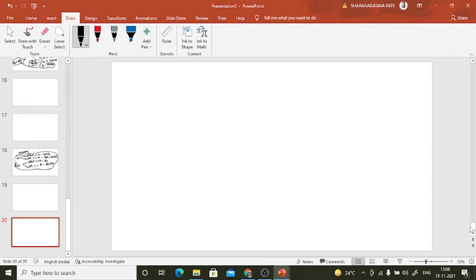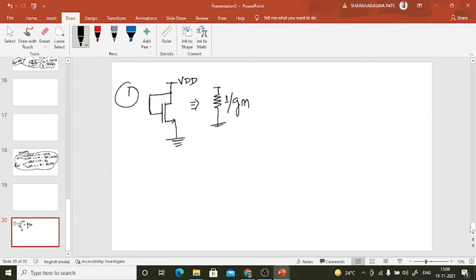And I will give some two configurations here. You try to remember these configurations. It will be very helpful in solving the problems. Try to remember what I am going to tell here. Whenever a gate is connected to drain like this, meaning gate and drain are tied together, this gives an equivalent resistance of 1 by gm.